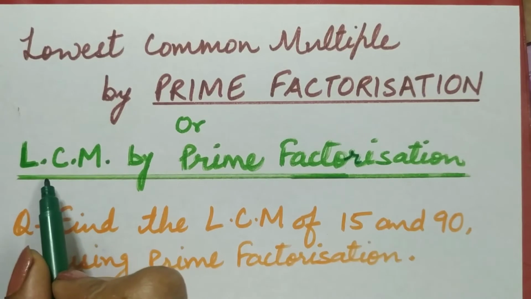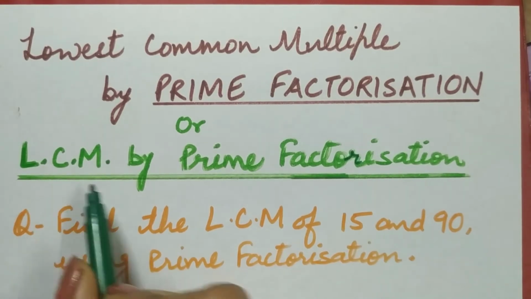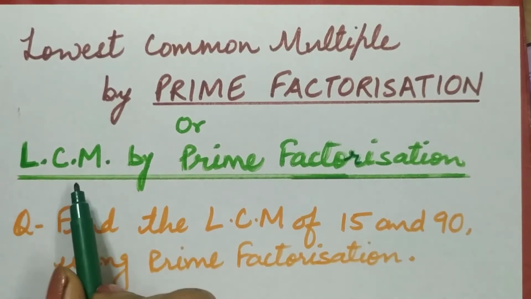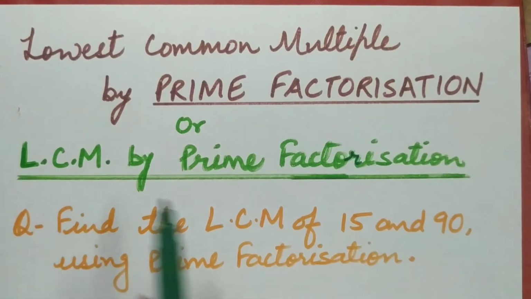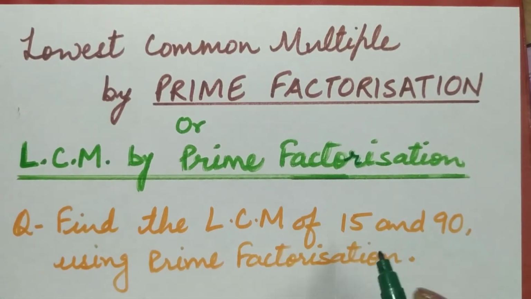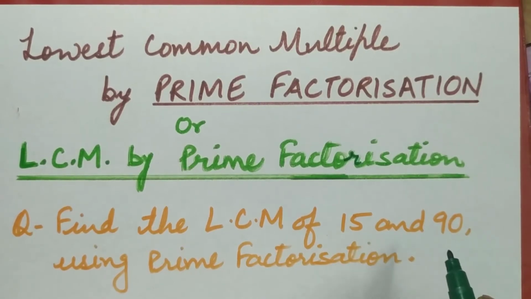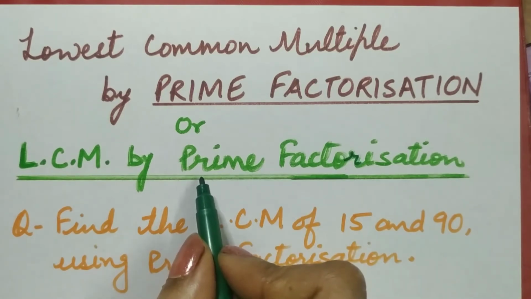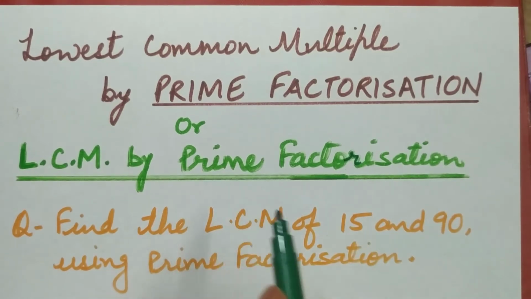In short, if we have to find the LCM of given numbers, it means you have to find the smallest common multiple. Least means smallest. That number which is divisible by 15 as well as 90, but it must be the smallest common multiple. And prime means the number which has only two factors, that is 1 and the number itself. So we have to do the prime factorization of the given numbers first. Let's read the question. Find the LCM of 15 and 90 using prime factorization.